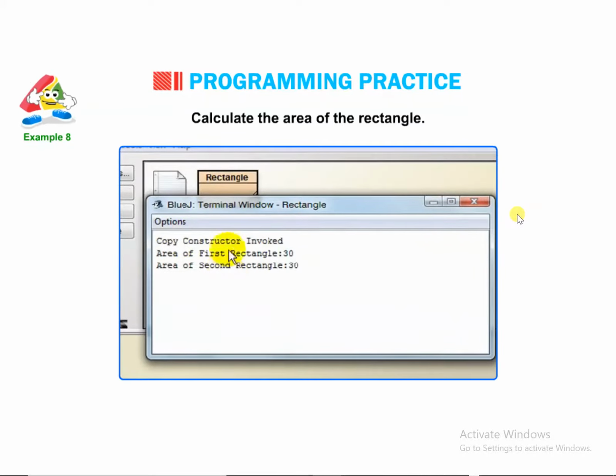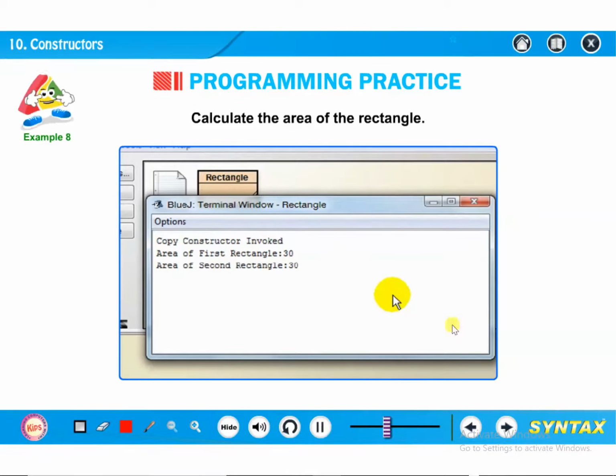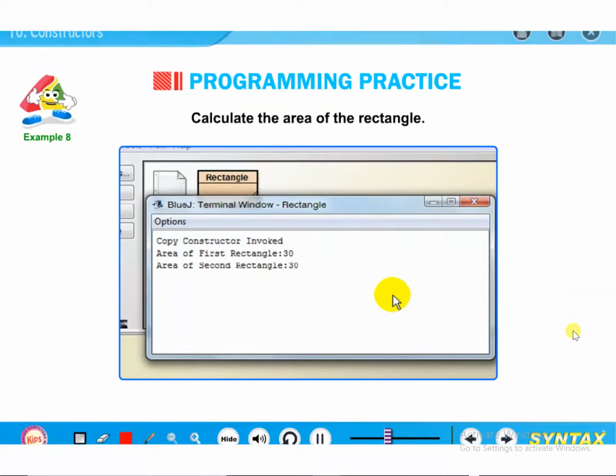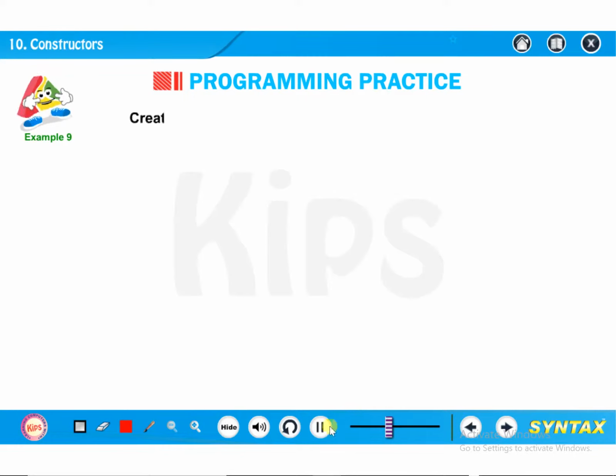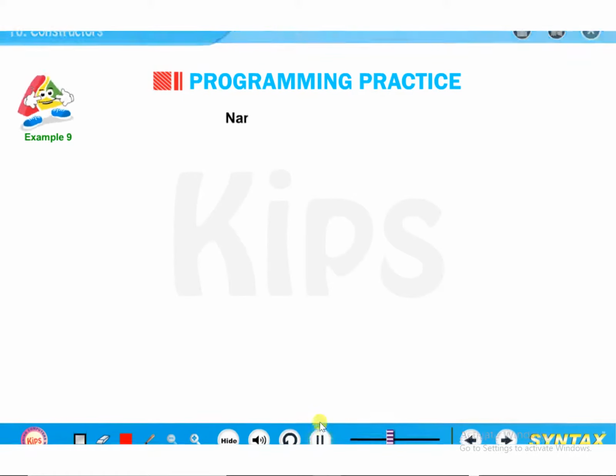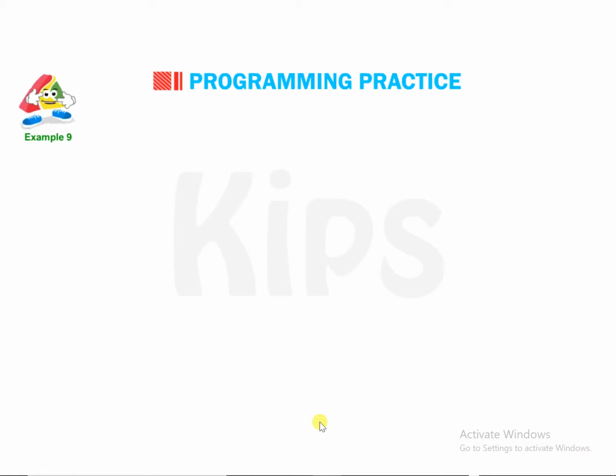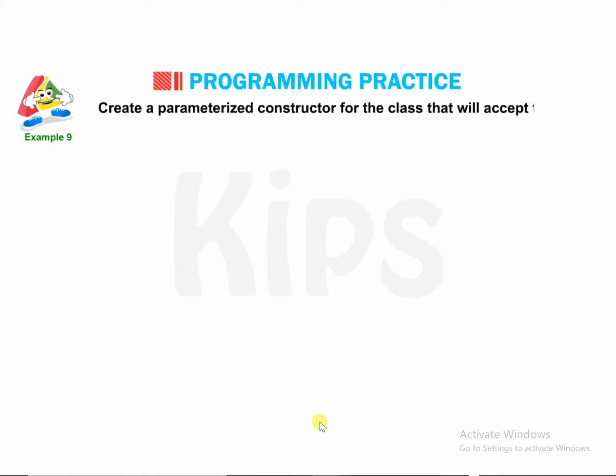Output: Copy constructor invoked. Area of first rectangle 30. Area of second rectangle 30. Example. Create a class to demonstrate the use of constructor. Name the class as Book. Create a parameterized constructor for the class that will accept the arguments such as name of book, name of author and price of book.